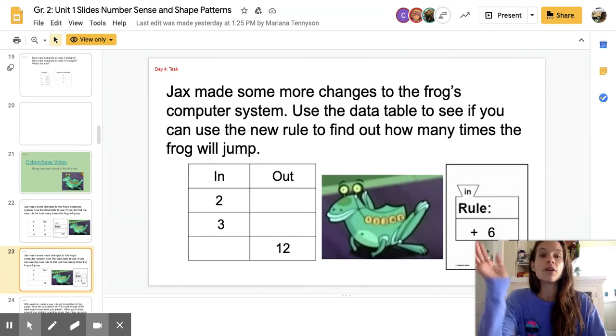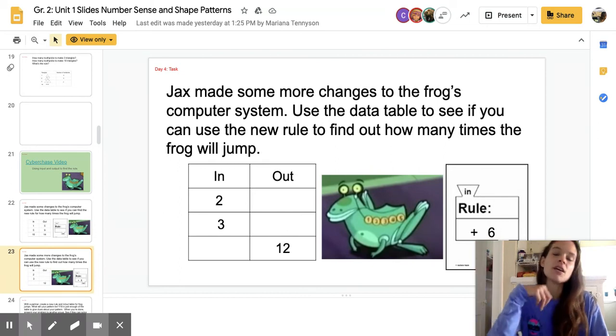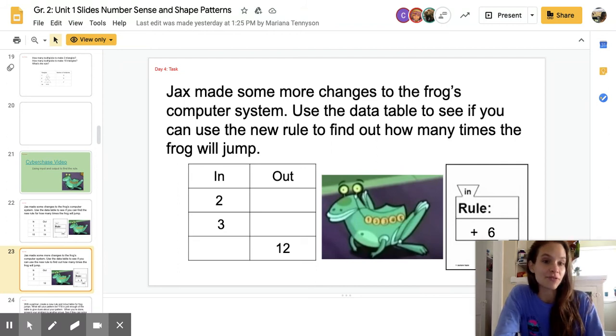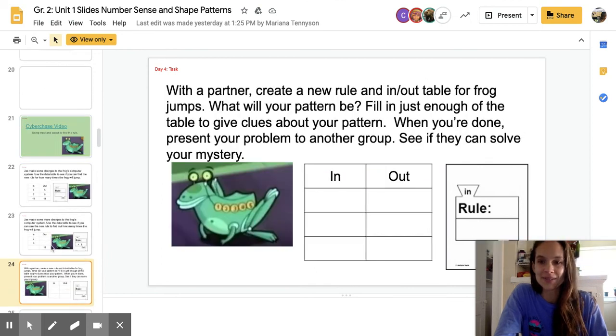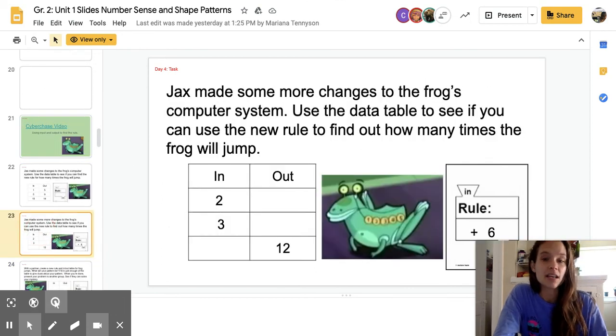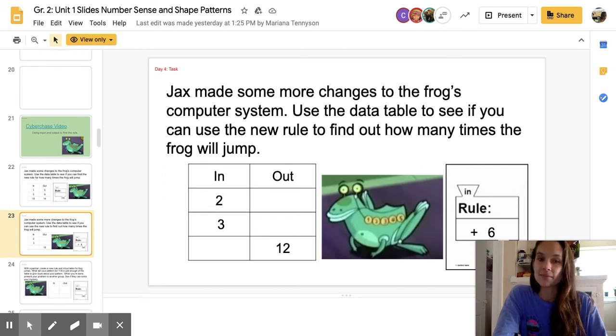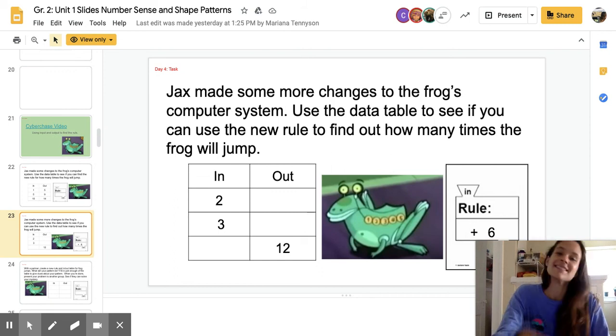Jax made some more changes to the frog's computer system. Use the data table to see if you can use the new rule to find out how many times the frog will jump. So it tells us the rule is +6. Oops. The rule is +6. So if the input is 2, what is 2 plus 6? 8. Yes. What is 3 plus 6? 9. Yes.